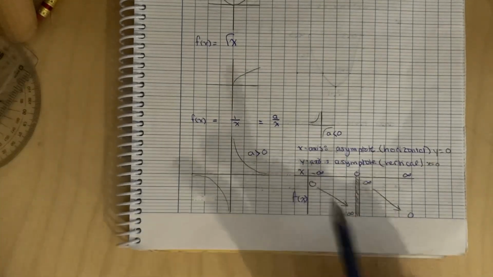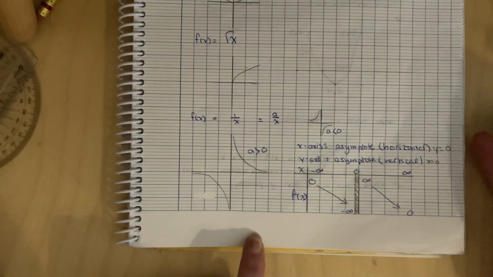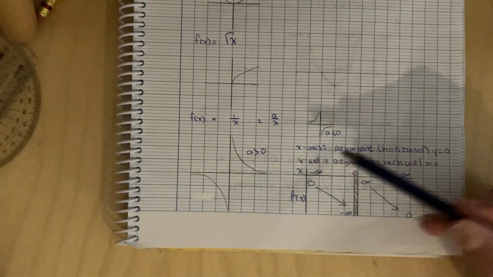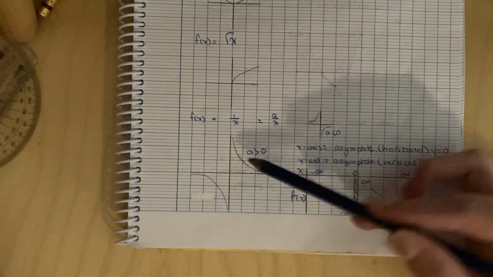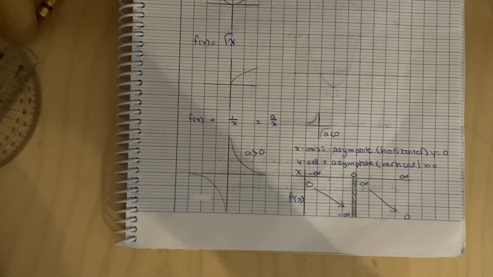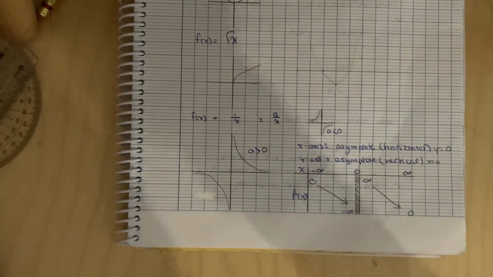So if you were to move all this over 1 unit, so 1 over x minus 1, if you move it one unit to the right, the vertical asymptote, so what it doesn't quite touch, would be x equals 1. The same thing for the horizontal asymptote.